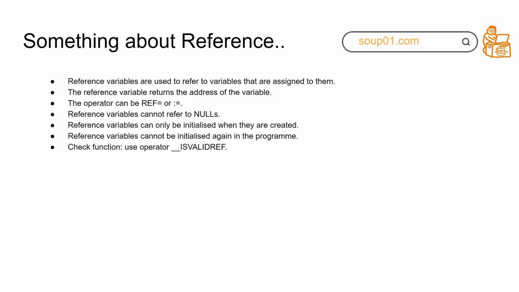Then we need to talk about references. Reference variables are used to reference the variables that are assigned to them. The reference variable returns the address of the variable and has two types of operators. The reference variable cannot be set to null, and it can only be initialized when it is created, and it cannot be reinitialized again in the program. And you also have an operator called __ISVALIDREF to check whether your reference is okay or not.